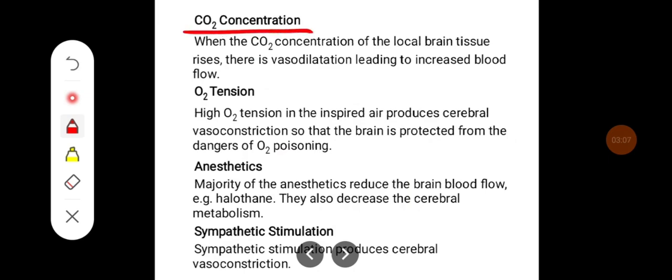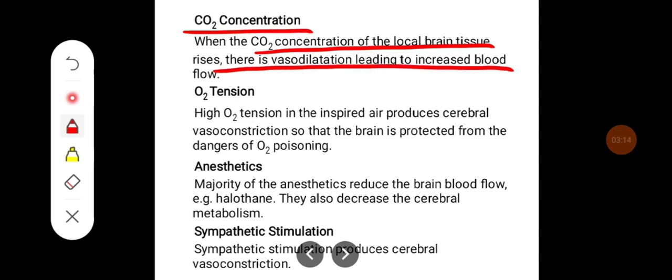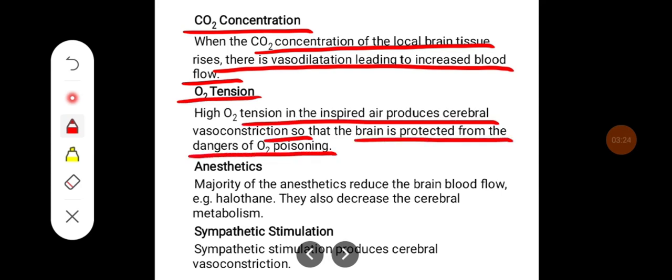Carbon dioxide concentration: when the carbon dioxide concentration of the local brain tissue rises, there is a vasodilatation leading to increased blood flow. Oxygen tension: high oxygen tension in the inspired air produces cerebral vasoconstriction, so that the brain is protected from the dangers of oxygen poisoning.